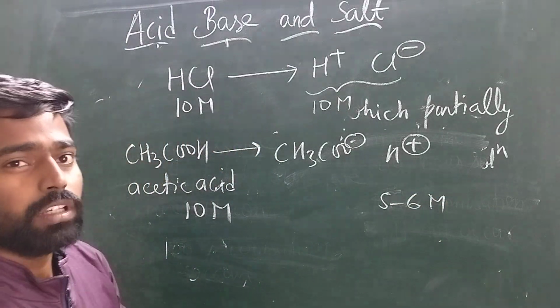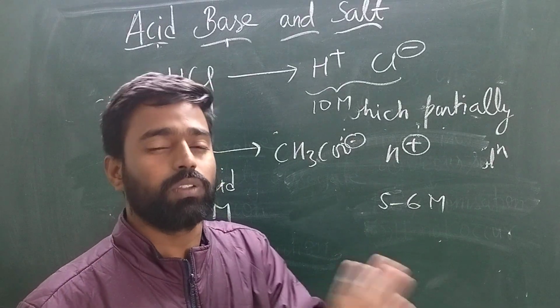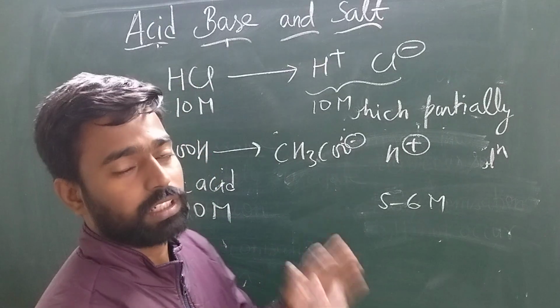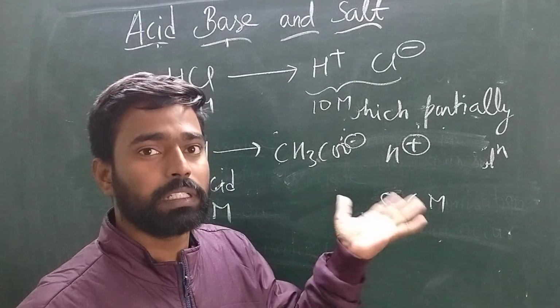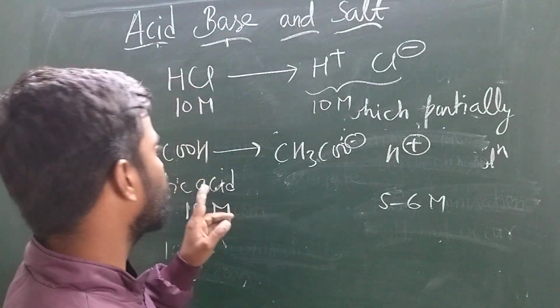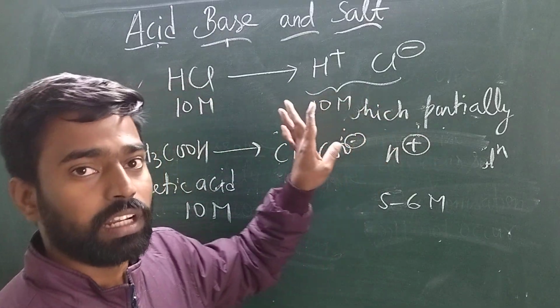5 to 6 molar means 4 moles of acetic acid are left in the aqueous solution, left undissociated. Means they do not dissociate. 100% ionization will not occur. They are categorized as a weak acid, and if 100% ionization will occur, they are categorized as a strong acid.